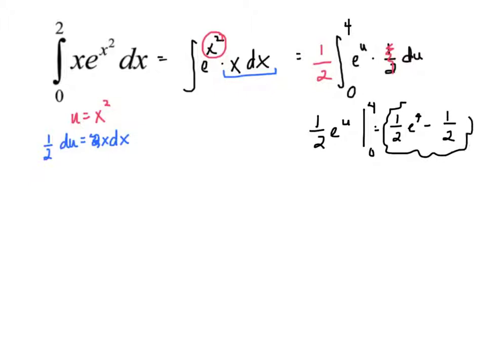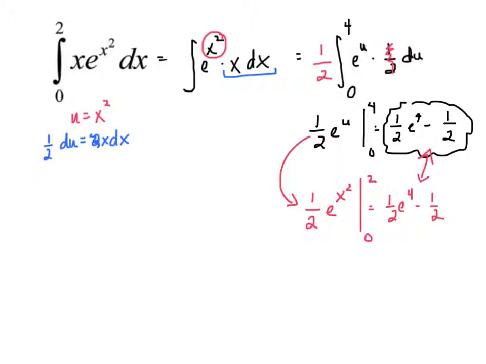Now, if you went back, let's say right here, instead of evaluating, you went back and said, no, I want to write it in terms of x. So I want to have e to the x squared. Well, if you do that, you need to go back to the bounds in terms of x, so 2 and 0. But look at what happens. We plug in 2, we plug in 0, and of course we get the same thing. So either way, but if you're going to leave it in terms of u, you have to rewrite the bounds. If you're going to go back to x, you can go back to the original bounds.